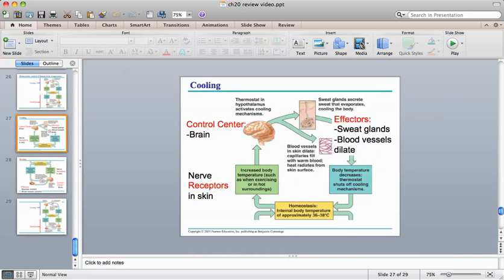So we're going to take a look first at cooling. So your body is too hot, your body temperature increases. Nerve receptors in your skin sense that, send a signal to your brain, which is the control center. And the brain interprets that as the body temperature is going up. This is not good. So it sends signals out to effector organs, in particular here the sweat glands, to produce sweat, a nice wet substance on your skin to allow for evaporation and cooling. And also it causes the blood vessels to dilate, which means they get larger, and that allows them to dissipate more heat from the body surface. And as a result of those two effectors, the body temperature goes back down.